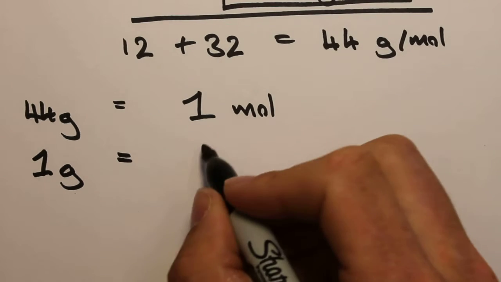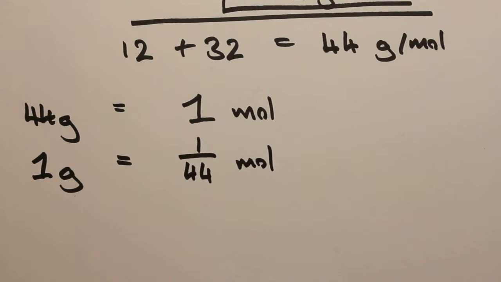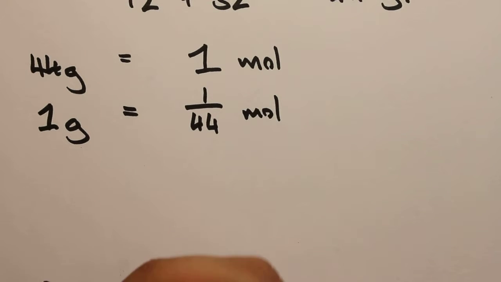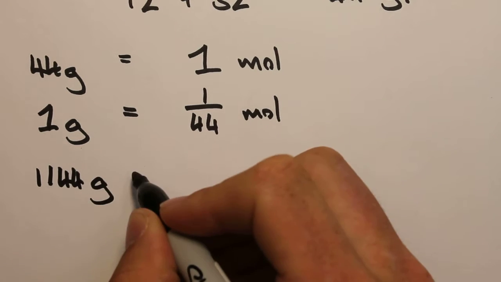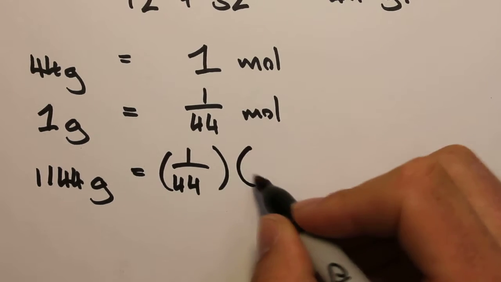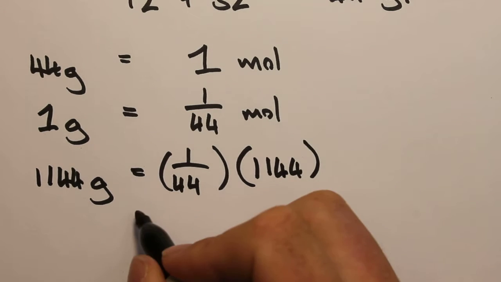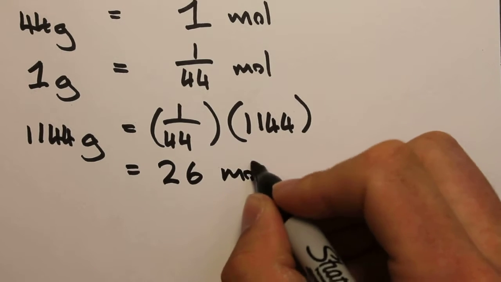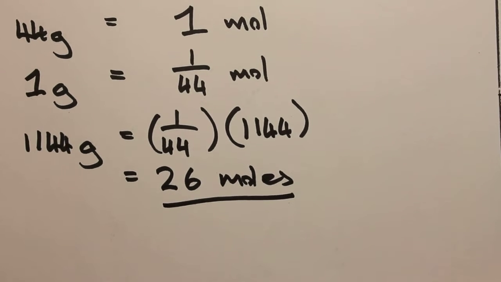So 1 gram is equal to 1 over 44 moles. Now we want to multiply by our 1,144. So 1,144 grams is going to equal 1 over 44 times 1,144 grams, and that equals 26 moles. So that's the answer to part 2.